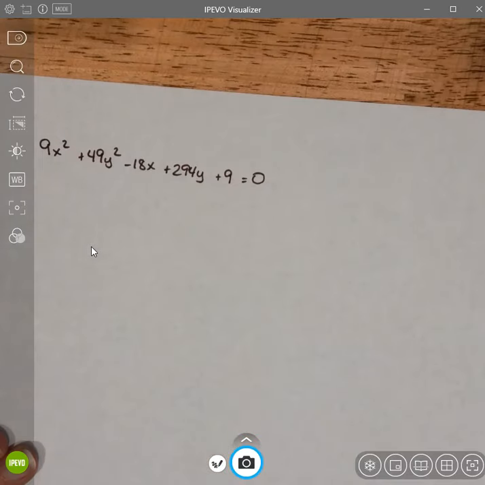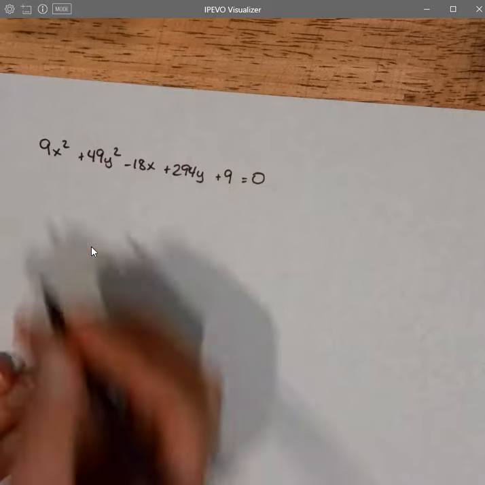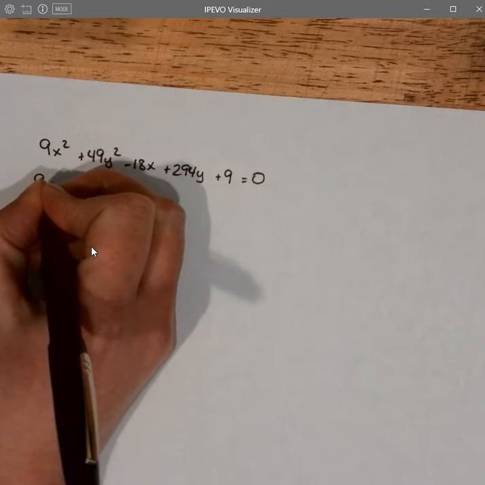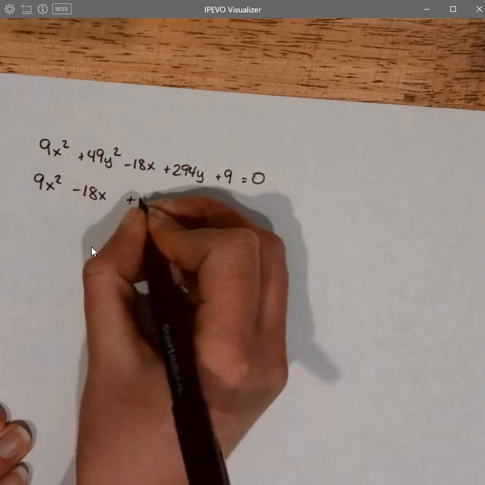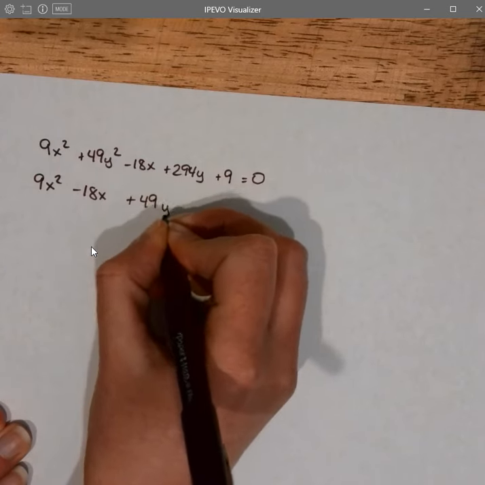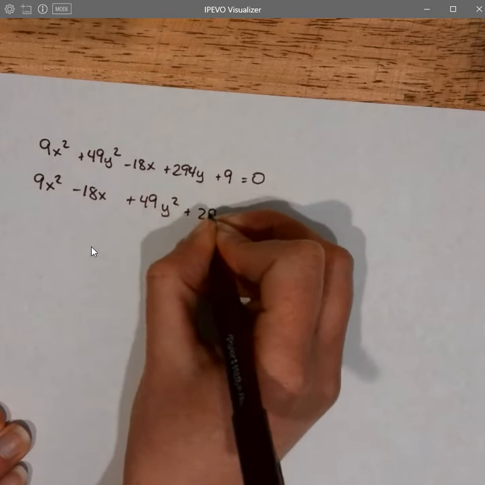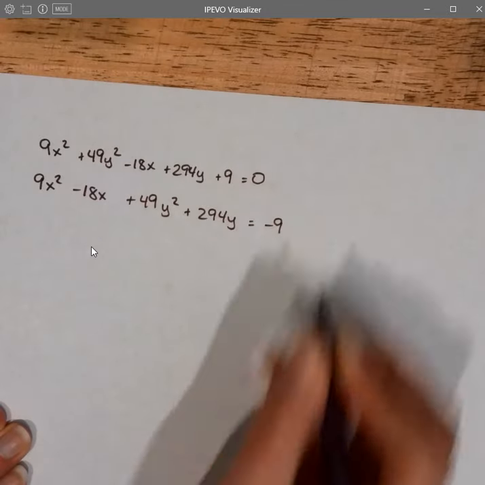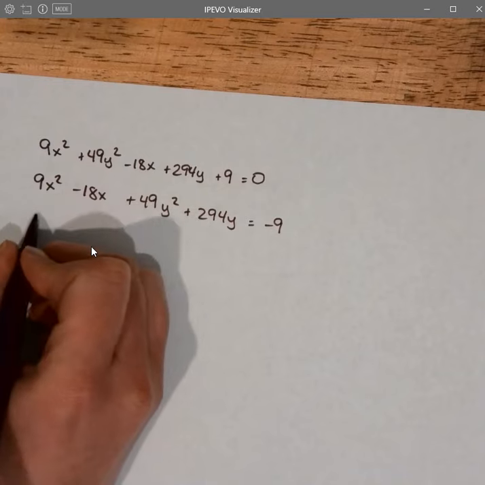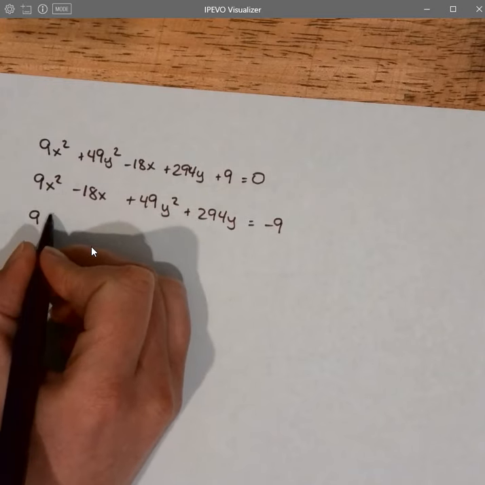Alright, so the first thing is to group the x's and the y's. So for the x's, 9x squared minus 18x. And then for the y's, 49y squared plus 294y, and then move that 9 to the other side, equals negative 9. We need to factor coefficients. So we're going to have 9 factored out.